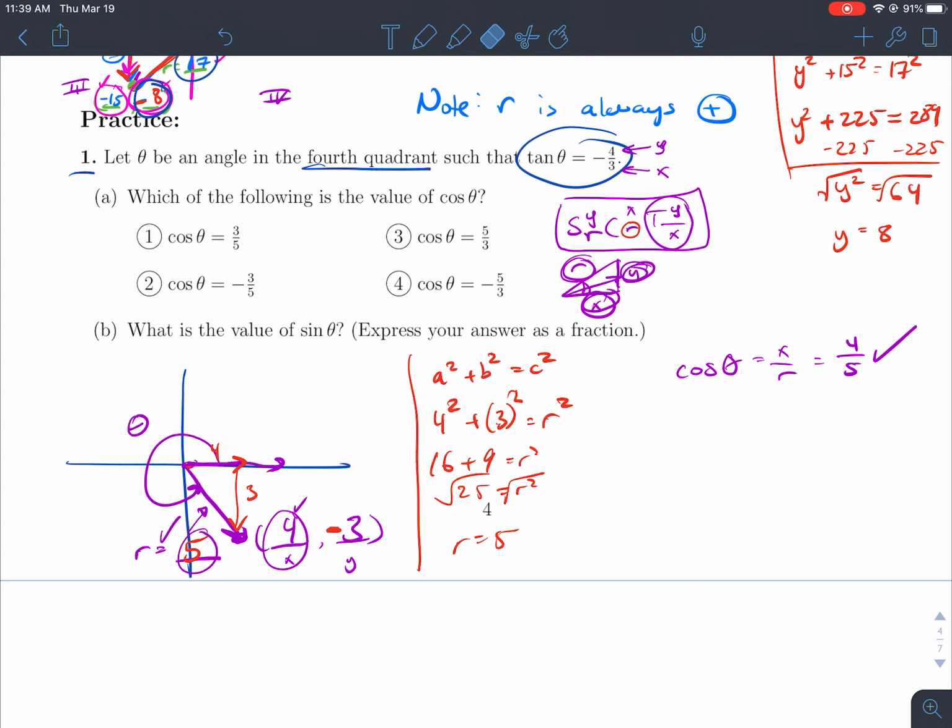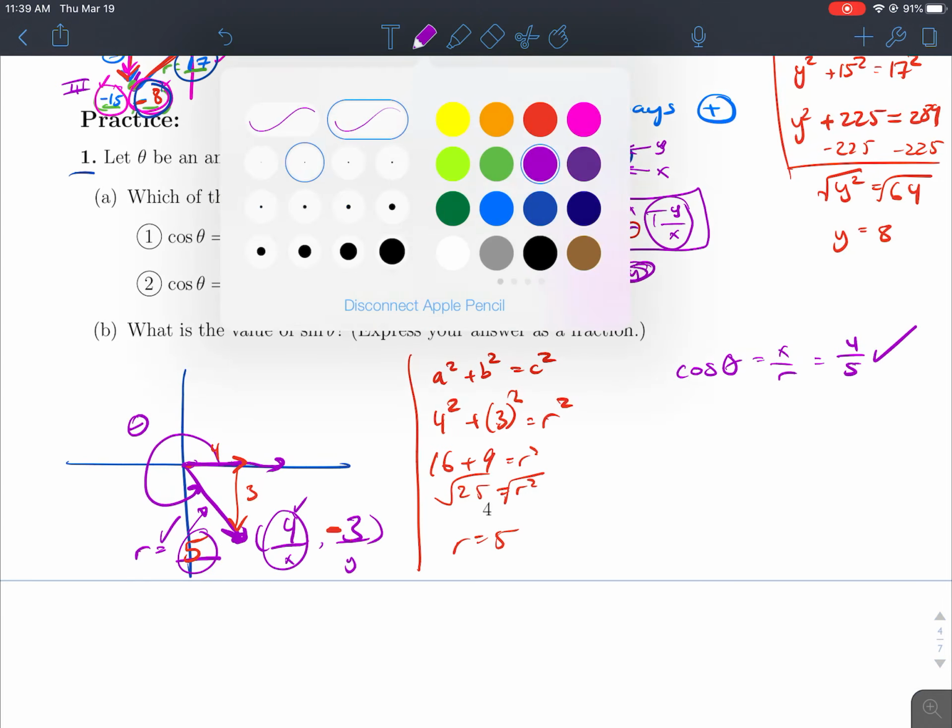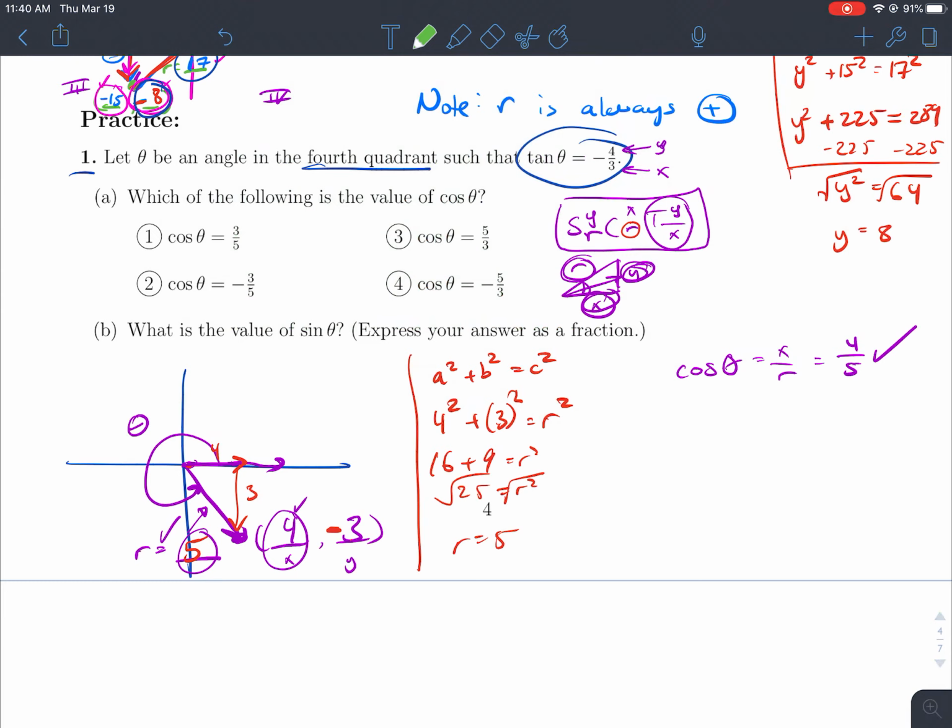Whoa, okay, wow. I actually made a pretty big mistake in this problem, guys. Sorry about that. Let's go back and fix it. So here we labeled y was 4. So this should have been a 4.